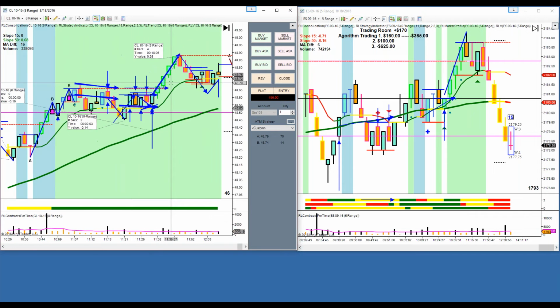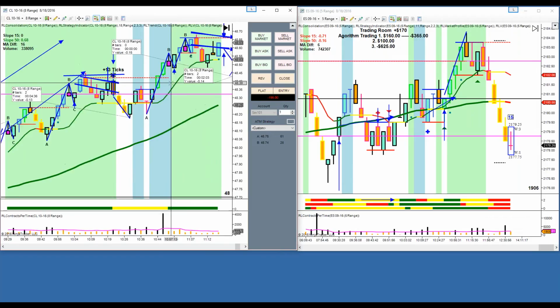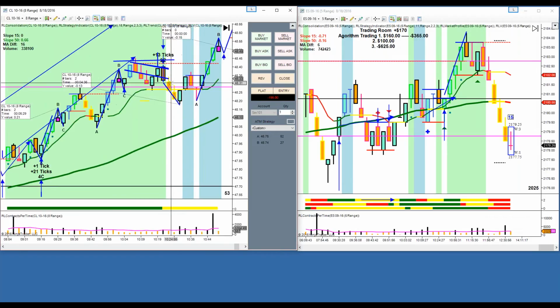I want at least 80% of our trades to be in the direction of the trend, because they're the safest trades, and they're the ones that usually yield us the most money. That's what we're looking for in every trade.